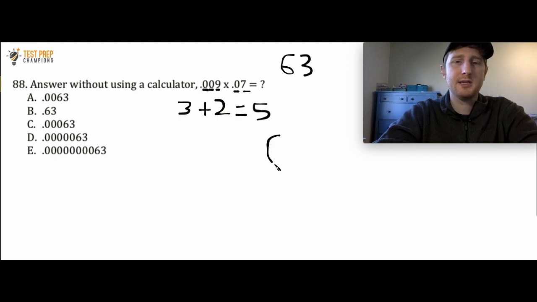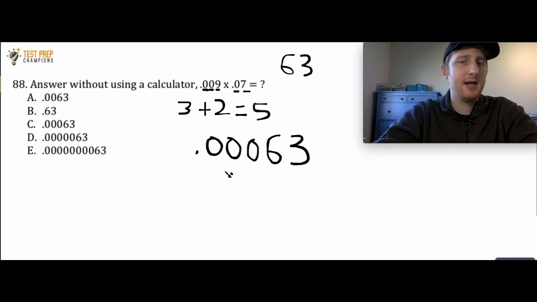So I go back to that 63, and I know that my answer needs to have 5 different digits to the right of the decimal point. So here I go: 63, 1, 2, 3, 4, 5. See how I use zeros here? I start with that 63, and I keep adding zeros until I have 5 digits total to the right of my decimal, and this corresponds to answer C.